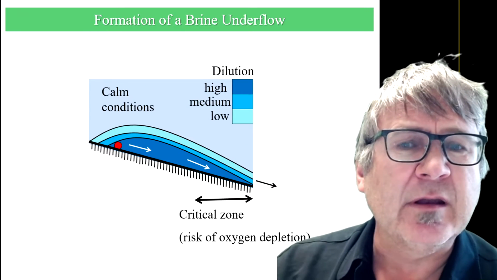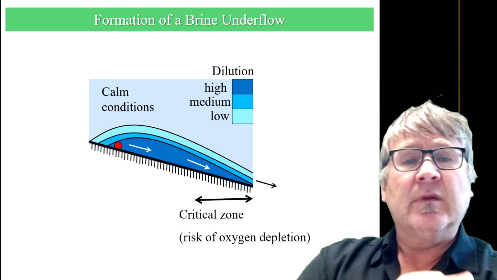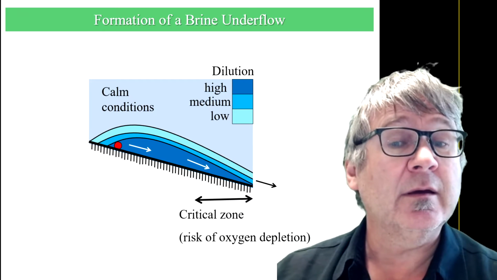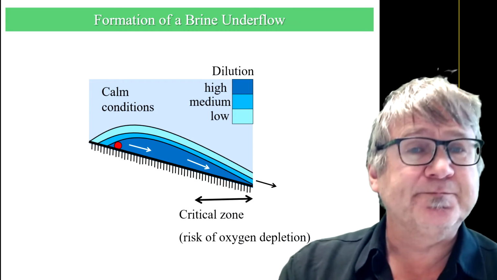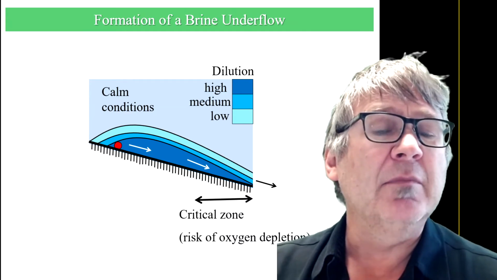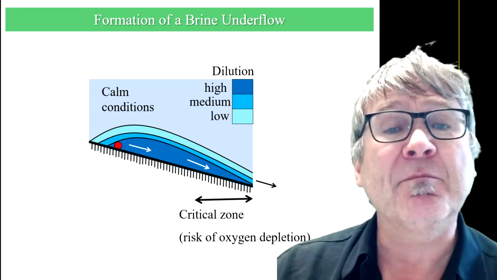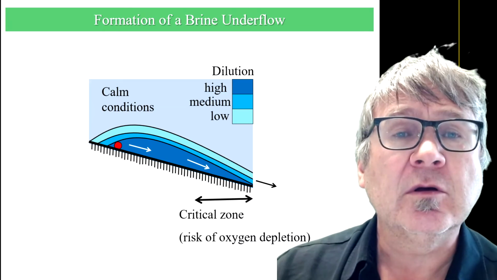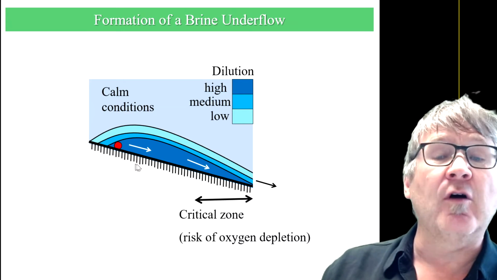Okay, so what can happen now? The risk associated with the discharge of brine is the formation of a so-called brine underflow. What it essentially does is it produces stratification. And if you have stratification sustained over a longer time, the oxygen levels drop because of the marine consumption, and there's the risk that a dead zone forms near the seabed. Okay, risk of oxygen depletion.